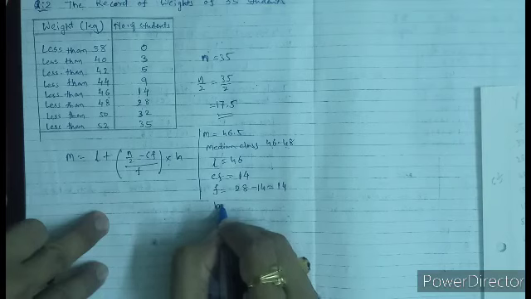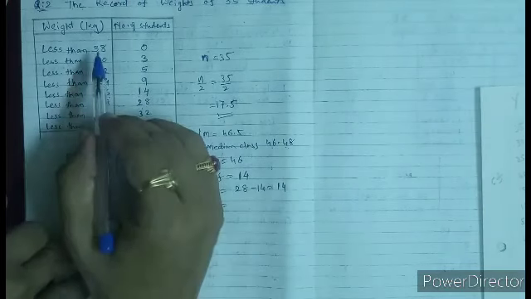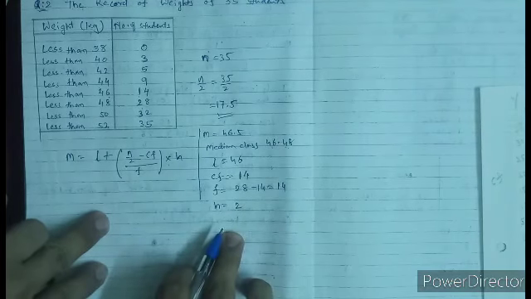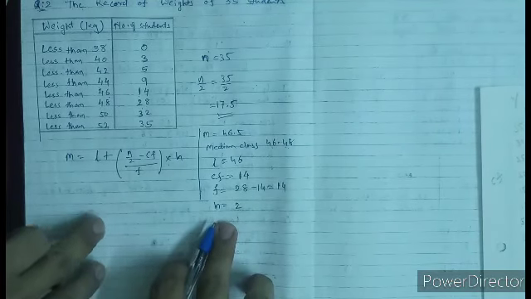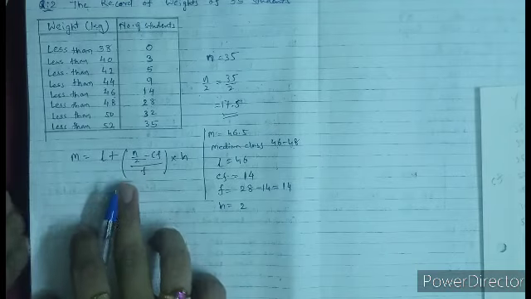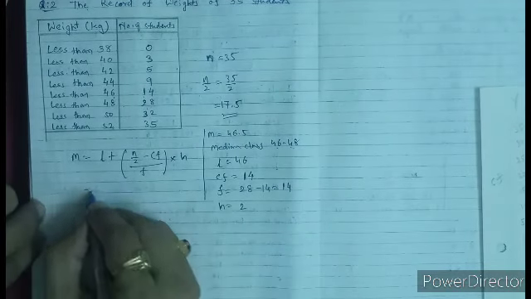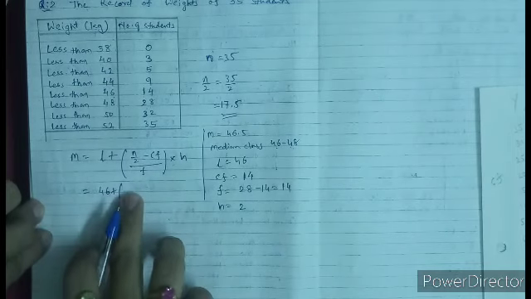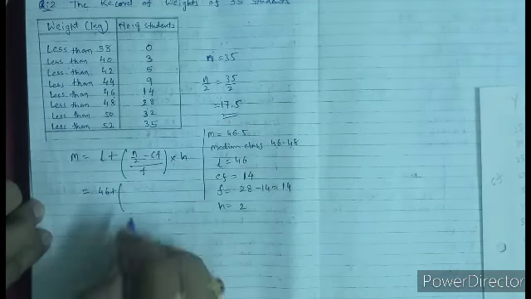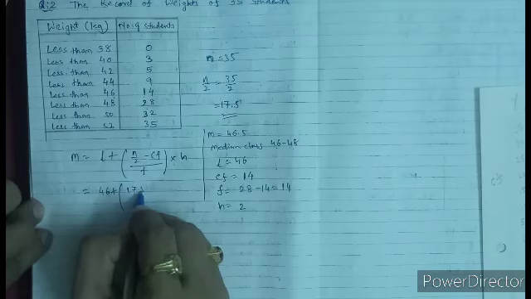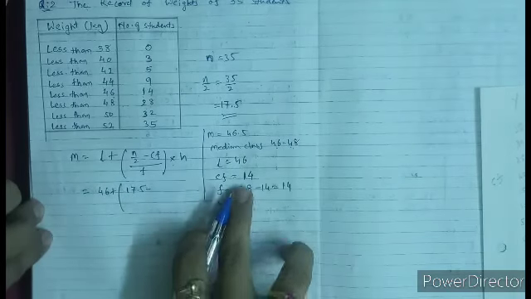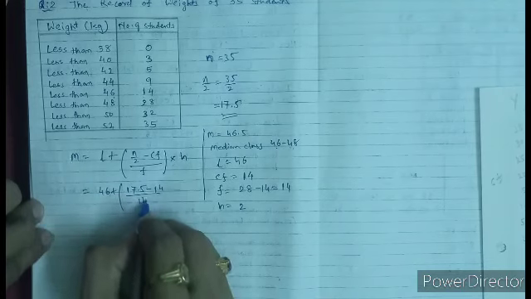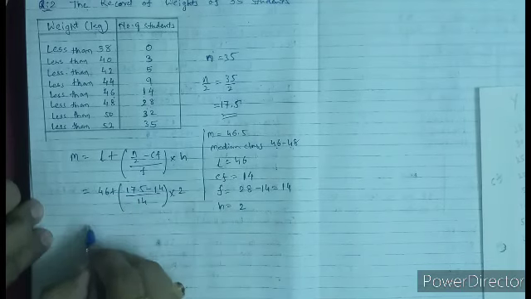The other term is h. h is the class length. Here the difference between the consecutive terms is 2. Therefore, class length is 2. So these are the terms which we will apply in the formula to obtain the median. M equals 46 plus n/2, which is 17.5, minus CF, we have obtained, it is 14, upon f, which is 14, multiplied by h, which is 2.